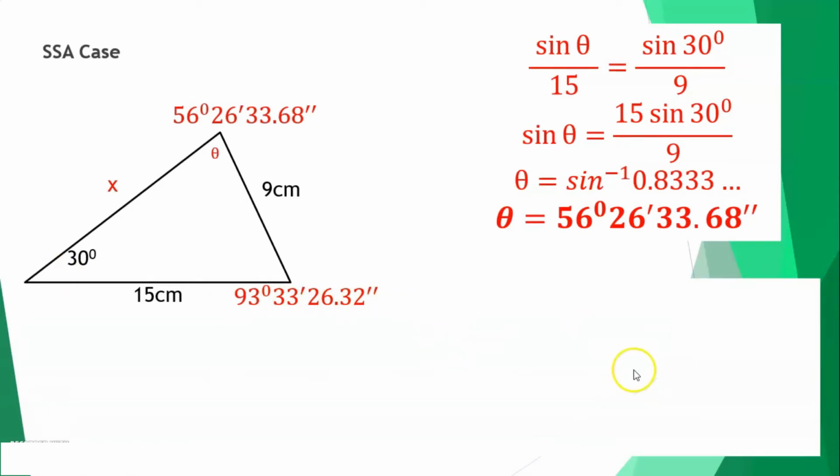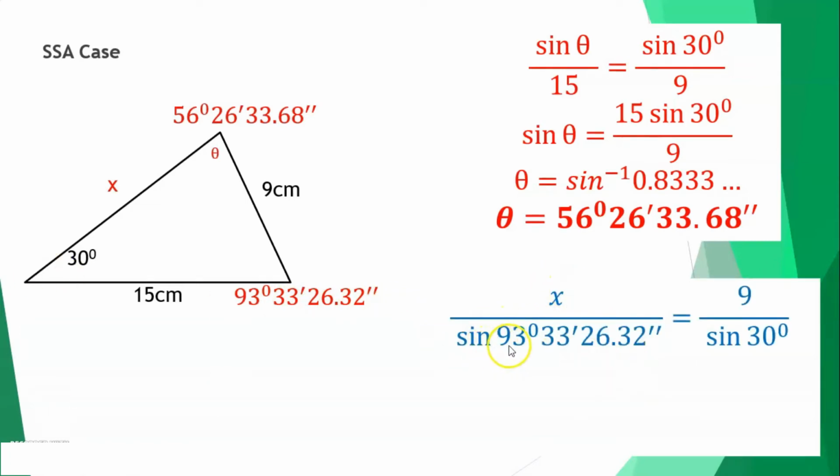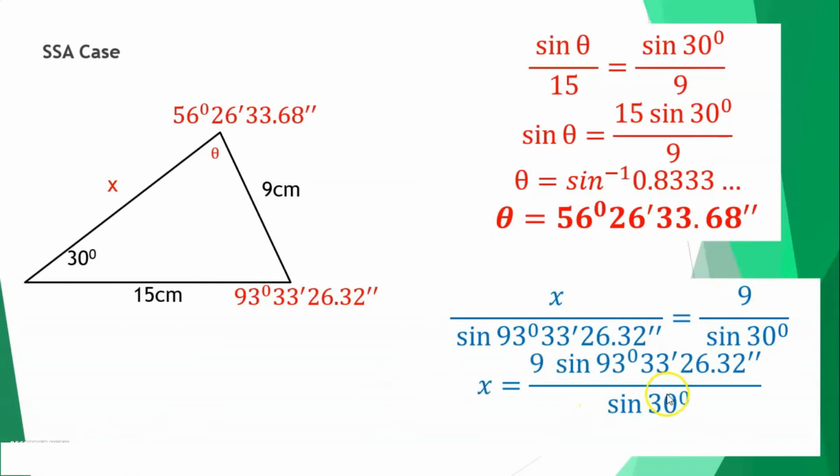So to solve for x, that would be x over sine 93 degrees, 33 minutes, and 26.32 seconds equals sine 9 over sine 30 degrees. So cross multiplying, you'll get this. Using your calculators, x is 17.97 centimeters. So take note of this. Again, of the three angles, 93 degrees is the biggest angle, and of the three sides, x is also the longest side.